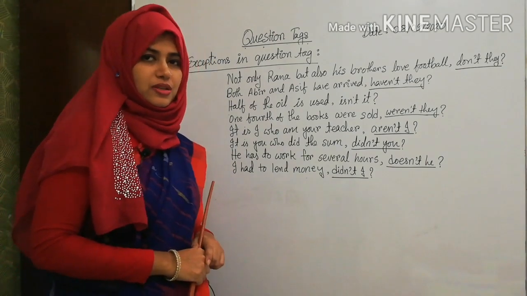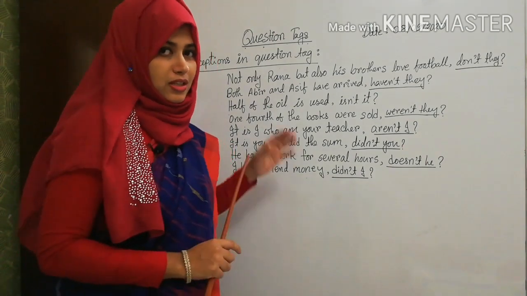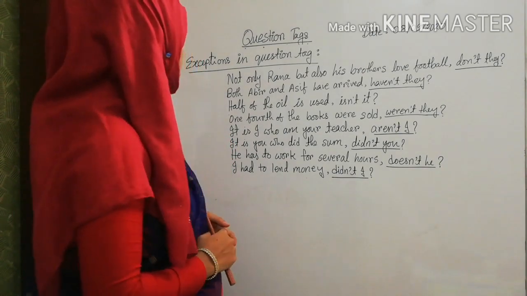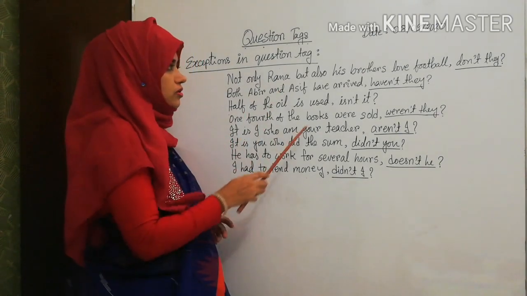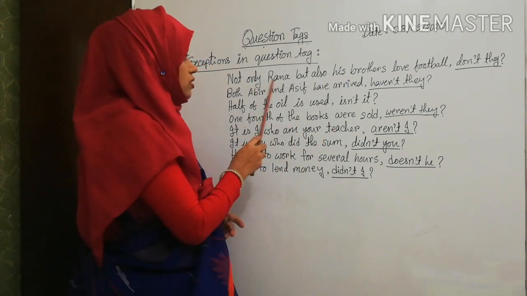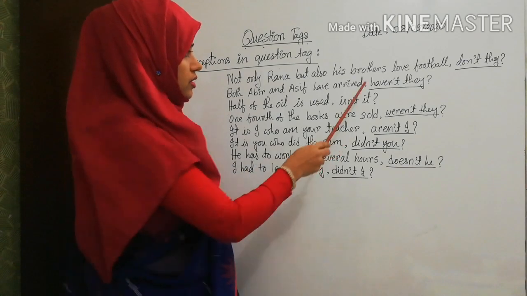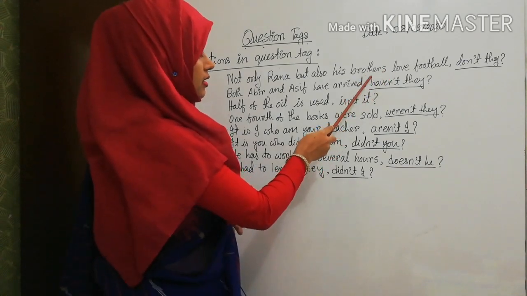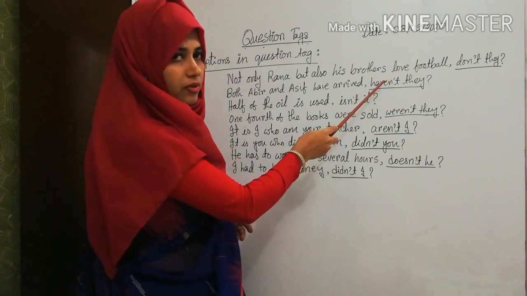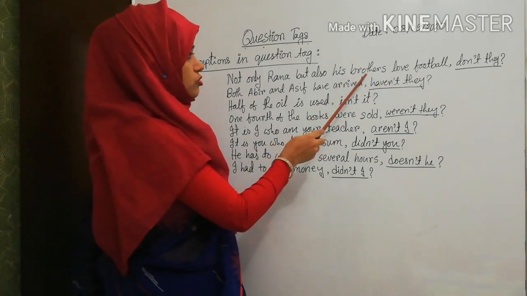Well, my dear students, don't get bored. This is the last item that I am going to discuss. That is, not only Rana but also his brothers love football. In case of not only but also, you have to take the second subject, that means the subject that is near to the verb. So, it is his brothers.